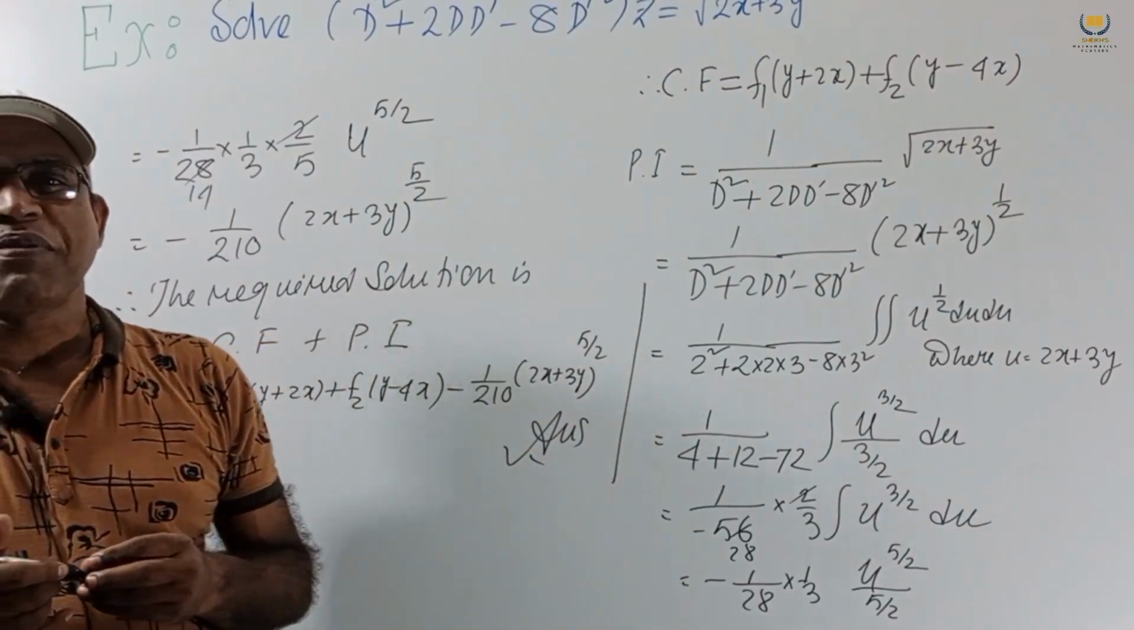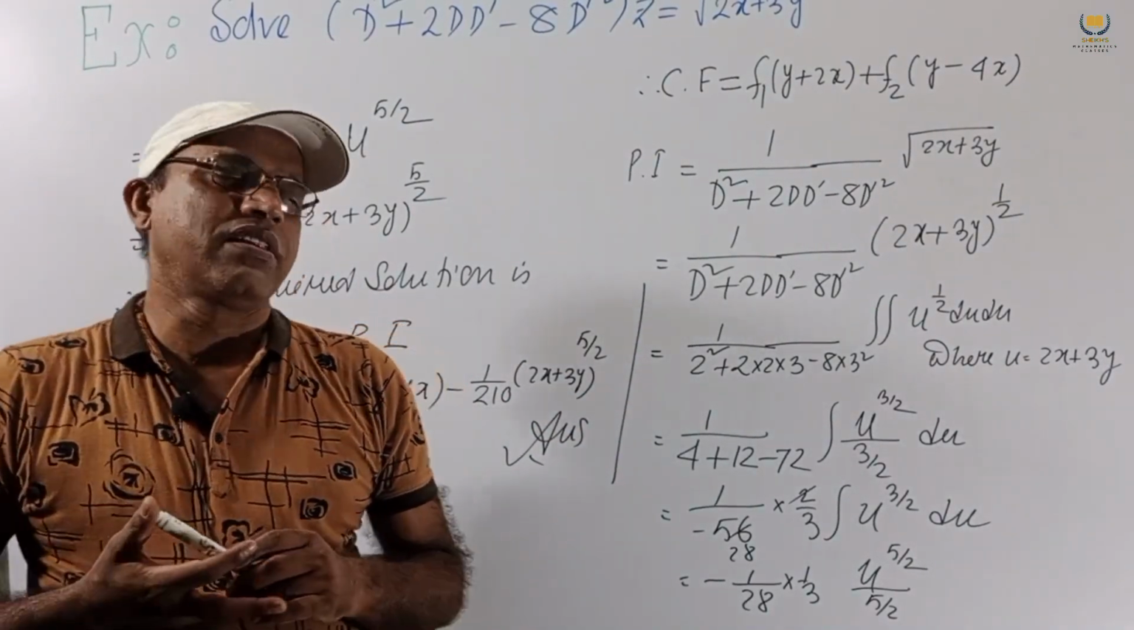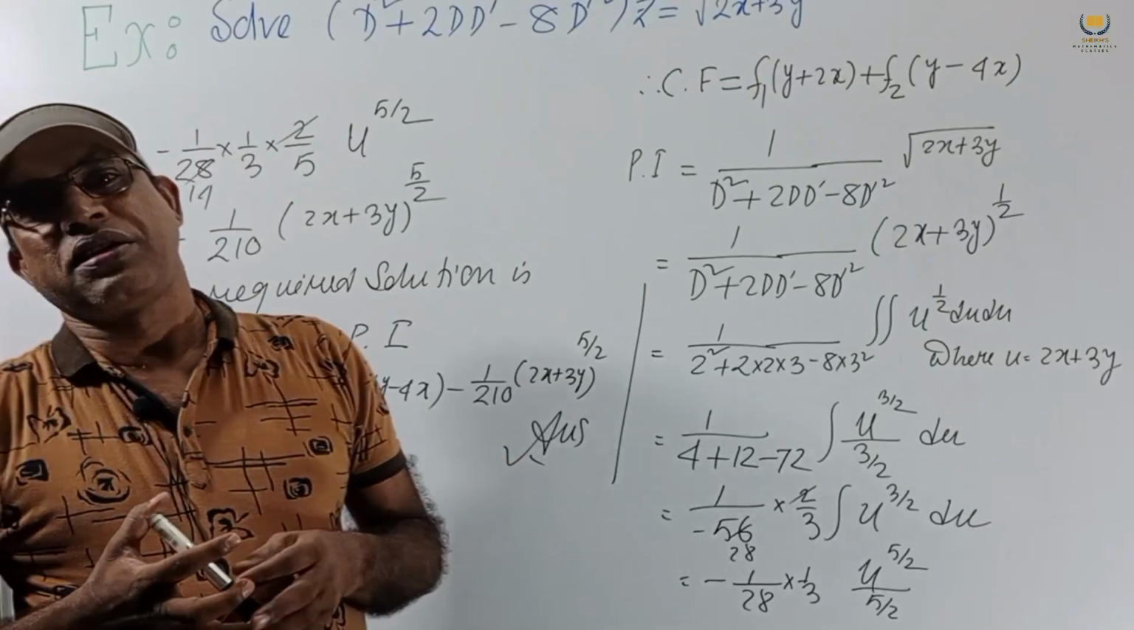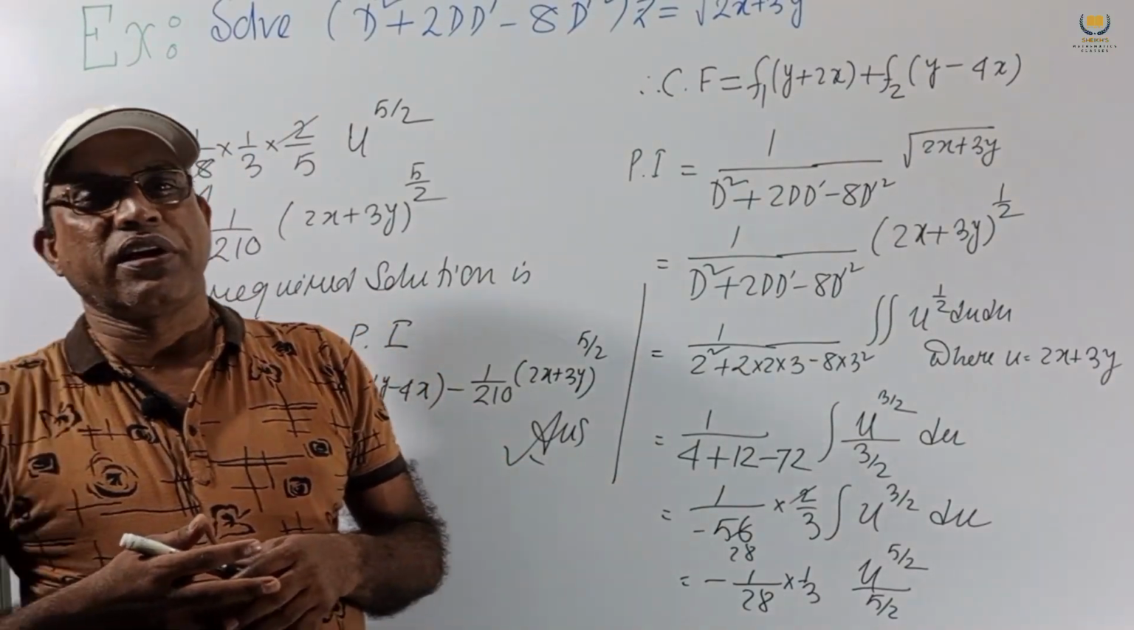This is our solution. If the right hand side is a polynomial, we solve in this way. This is the rule. So dear students, today I am going to stop here.